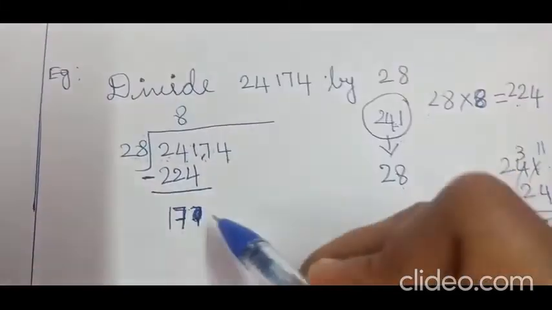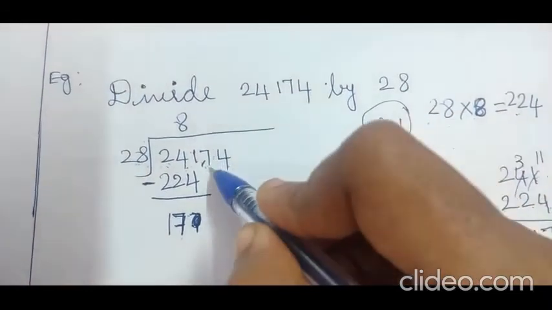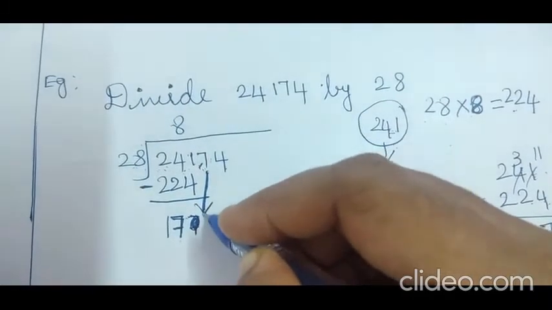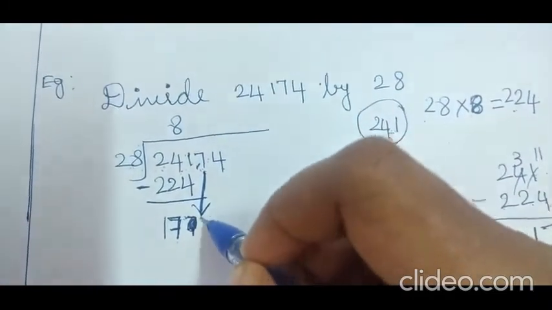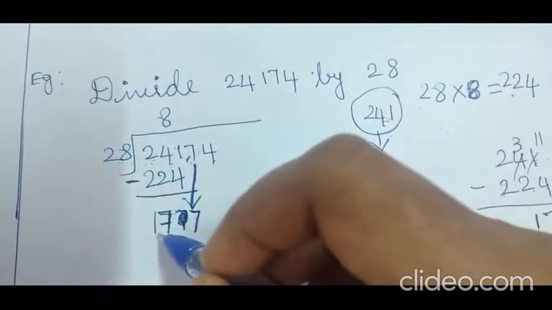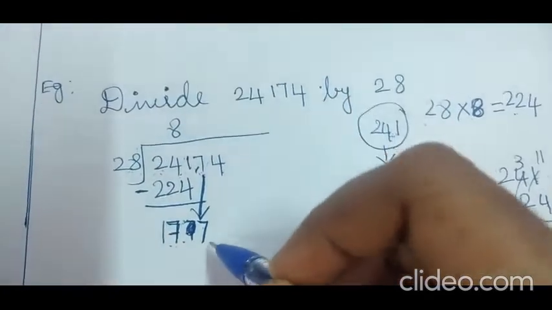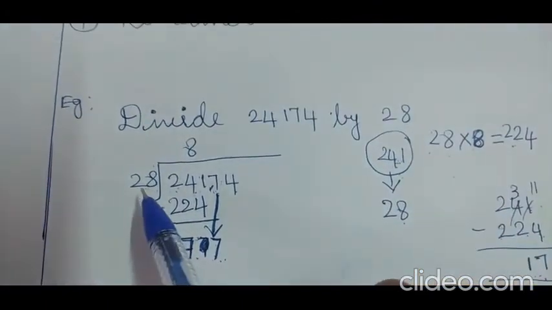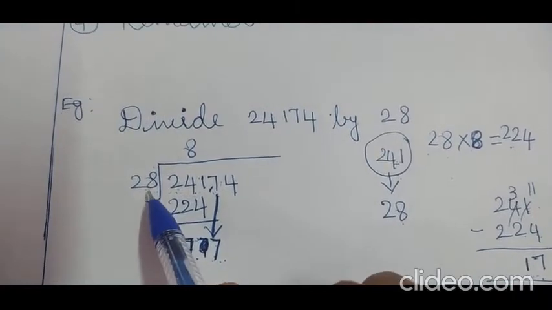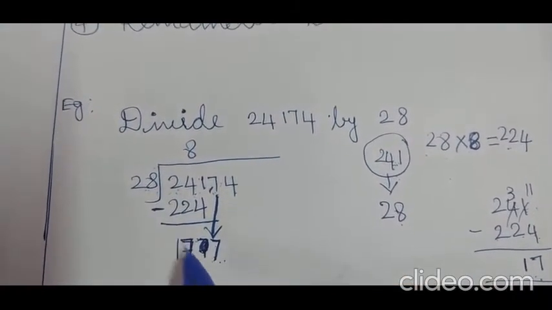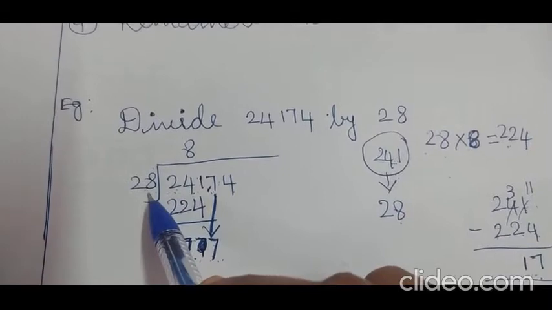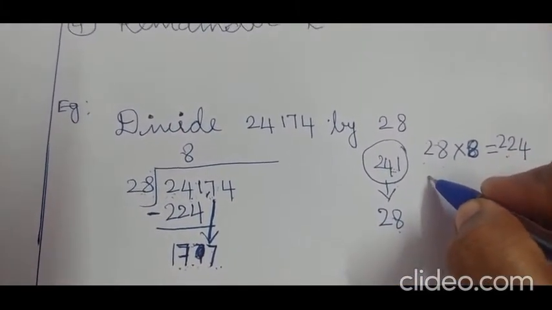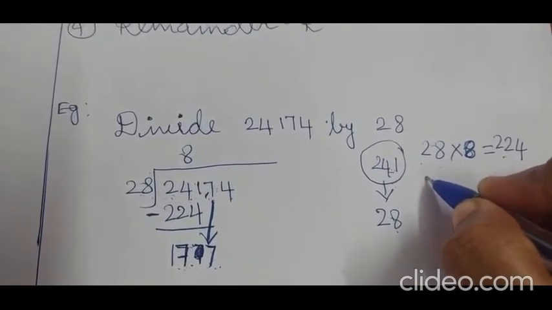And then we can bring down this 7. One by one we will take the digits to divide. So I will write 7. 177. Now with 177, how can we divide with 28? This 177 needs to be divided with 28. Now we'll find out how many 28s are there in 177.